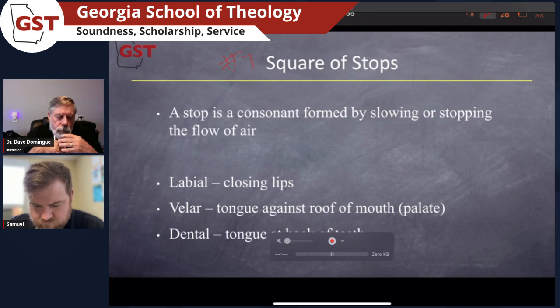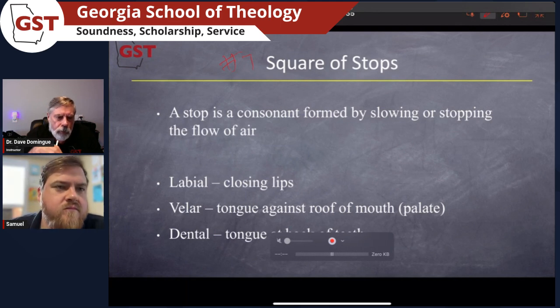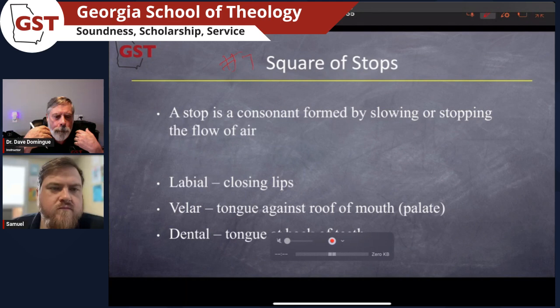Certain sounds and consonants are made when you close your lips: pa, pa, ba, ba. You bring the lips together and force air out. You stop the airflow, pop. That's called a closing of the lips, or referred to as a labial.